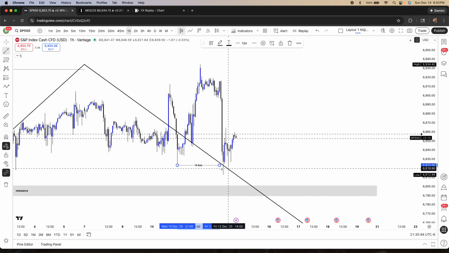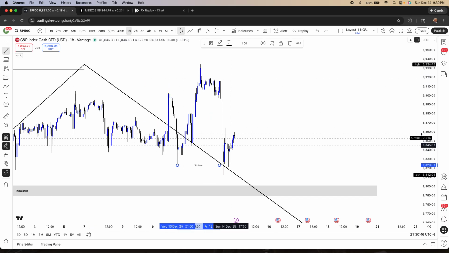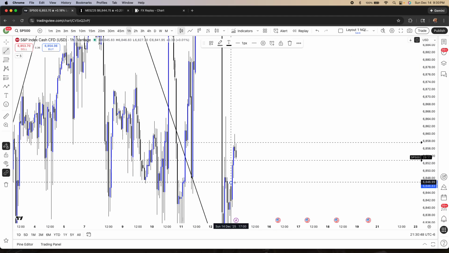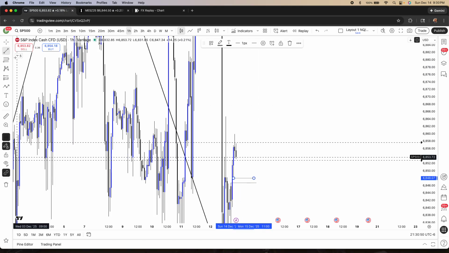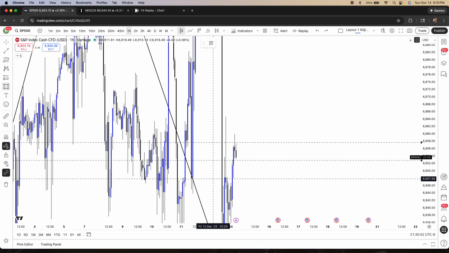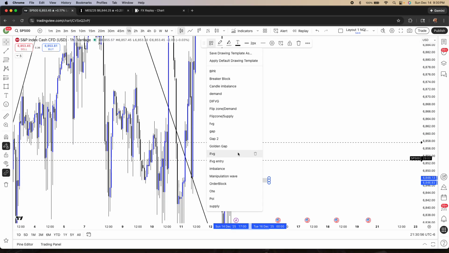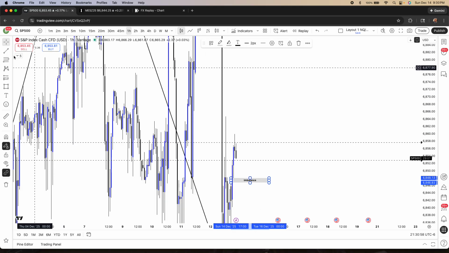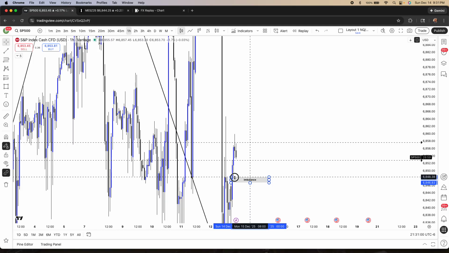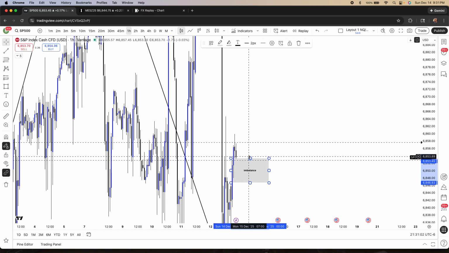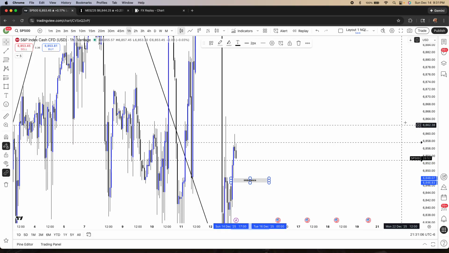But we broke with a sweep. We broke with a sweep. We also created a 1 hour imbalance inside of here, so we could come back into this 1 hour imbalance and then pop higher. I always give some type of respect to imbalances because it just shows the strength in price. That's the only reason I use it. That's the only reason I label it.